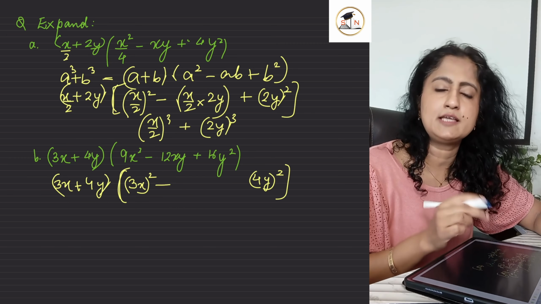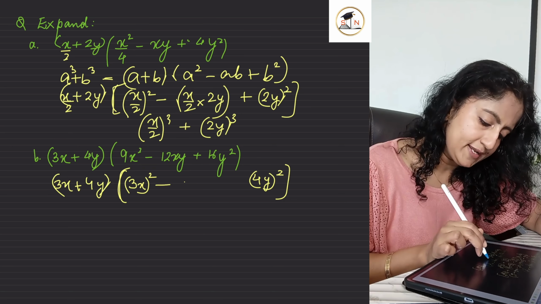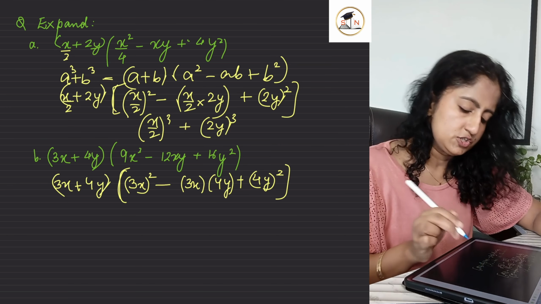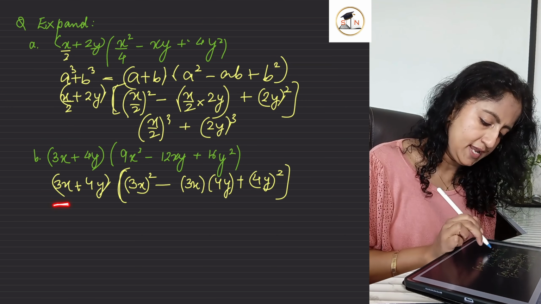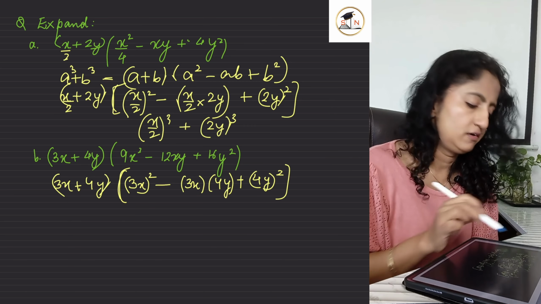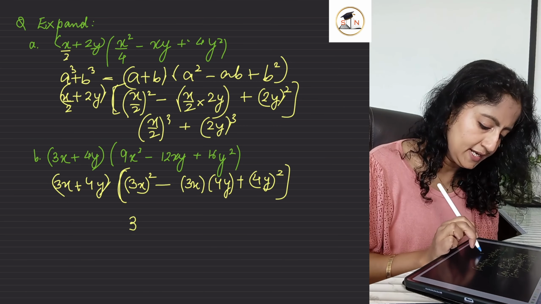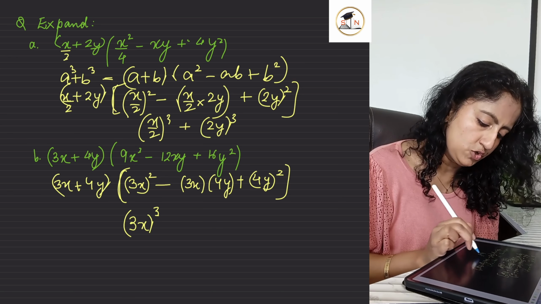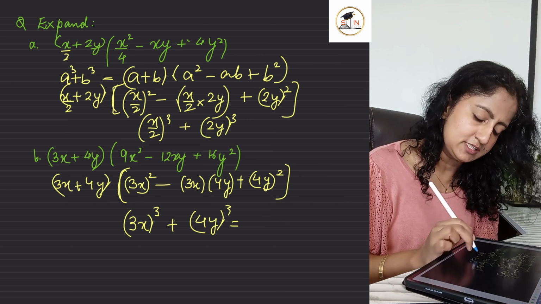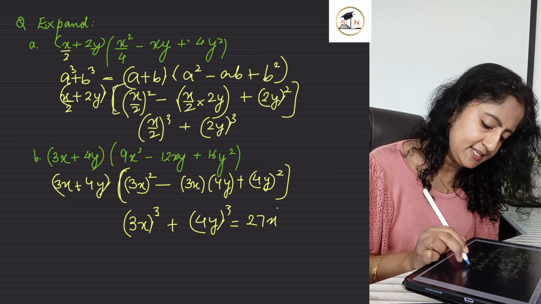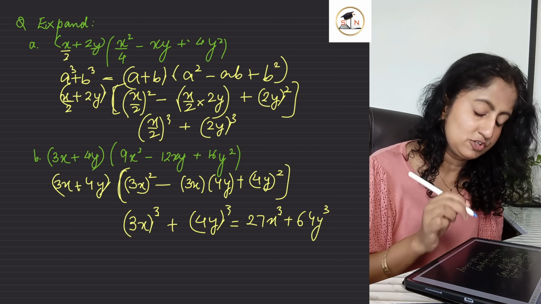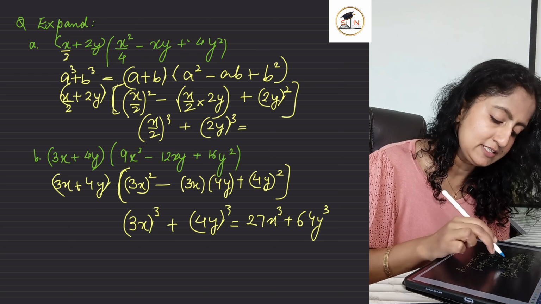Now, how can we actually factorize 12xy? 12xy can be considered a product of 3x and 4y, right? So what does this give us? This is my a, this is my b, because a square minus ab plus b square, right? So hence, we simply get our answer, which is 3x whole cube plus 4y whole cube. And we can write the final answer after this step as 27x cube plus 64y cube. And that also reminds me, I forgot to write the final answer on the top.